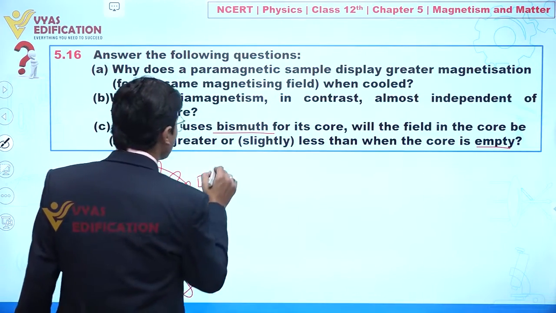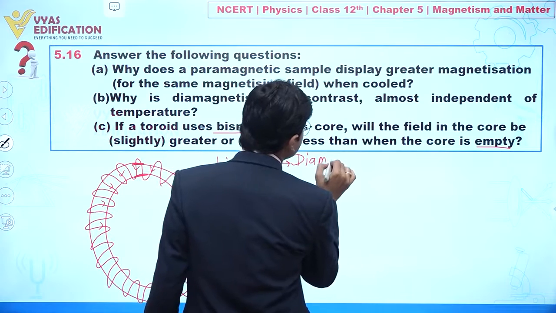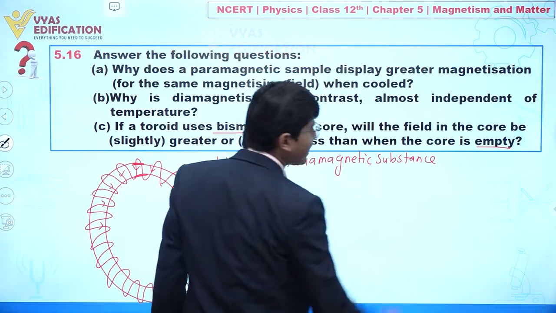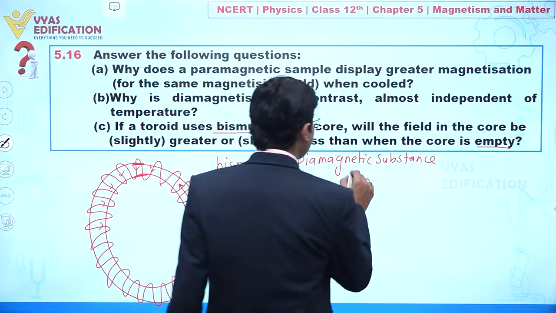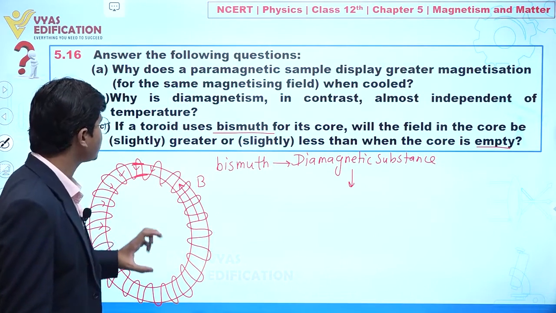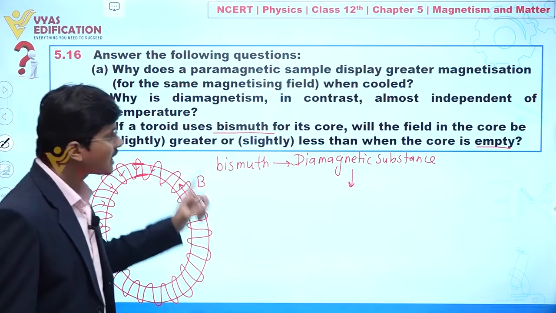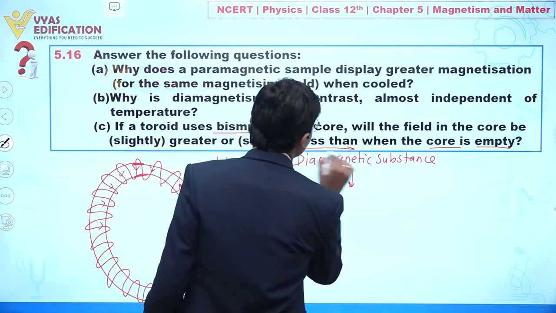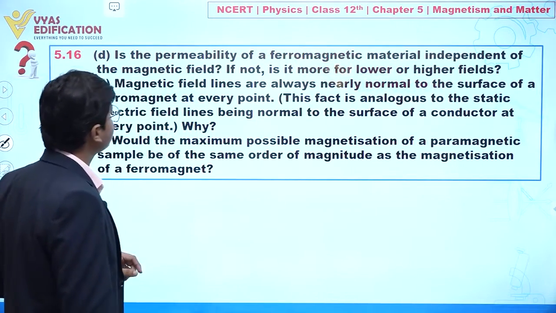Now what is the concept here? The concept is very simple. If we are taking bismuth as a core, bismuth is actually a diamagnetic substance. So whenever we are applying a magnetizing field from outside, because this is a diamagnetic substance, the net magnetic field decreases inside the core. Clear? So what is the answer of this question? If we use a toroid having bismuth for its core, the field in the core will be slightly less than when the core is empty. Clear to everyone? So the correct answer is slightly less than. Clear to everyone? Yes.